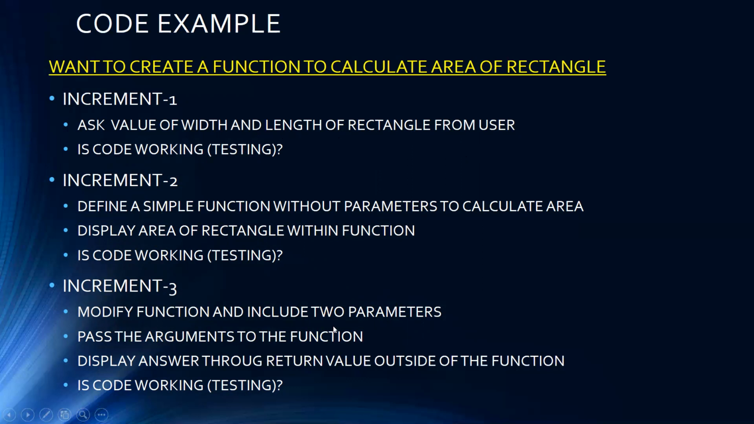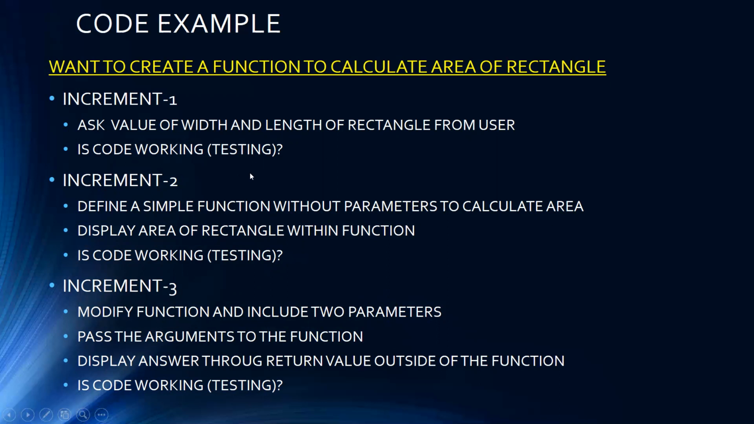In increment 3, I will again modify this function and add two parameters, and I will see whether it is working or not. Okay, guys. This is not a hard and fast rule that you also have to divide this program into three increments. You can divide into 2, 3, 4, 5 depending on your requirement. One thing you need to know is that the objective of incremental development is that initially you write a small code and then you test it, and then you add more features and then you again test it.